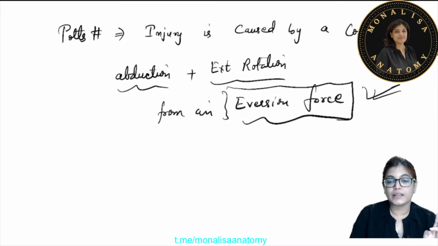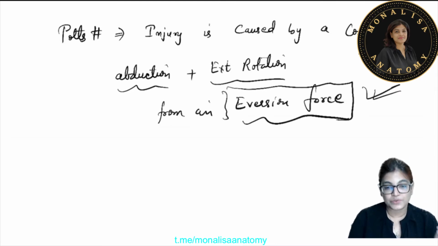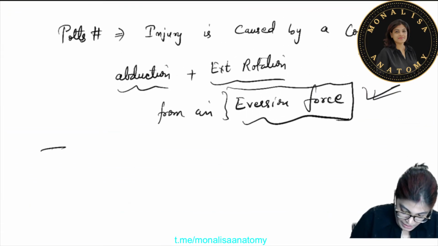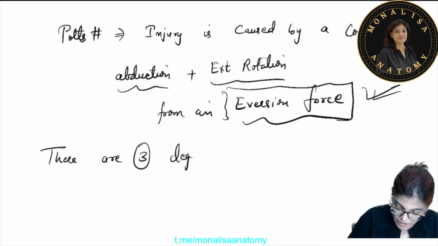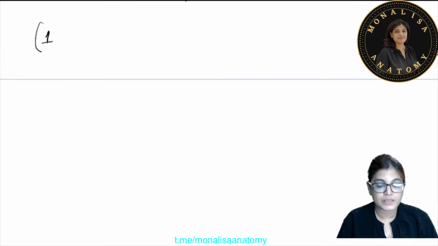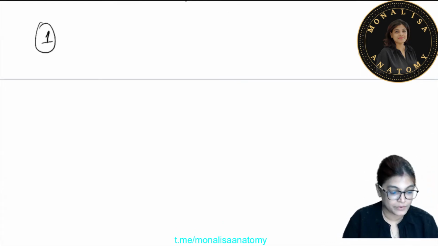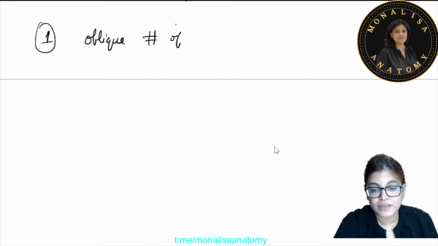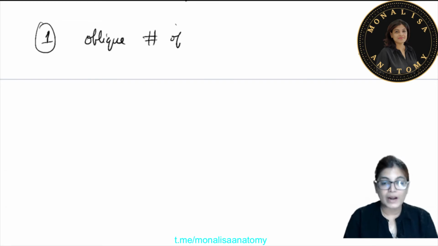Now what is important in the Pott's fracture is that the injury occurs in 3 stages, Pott's fracture 1, 2 and 3. Okay. So there are 3 degrees of Pott's fracture. So write down the details. There are 3 degrees of Pott's fracture. So starting with the first degree. When we talk about the first, it is oblique fracture. The first is the oblique fracture of lateral malleolus. Okay, lateral malleolus means lower end of the fibula.